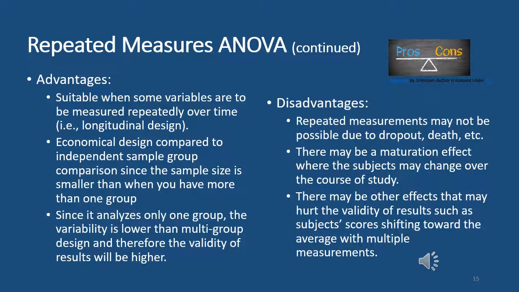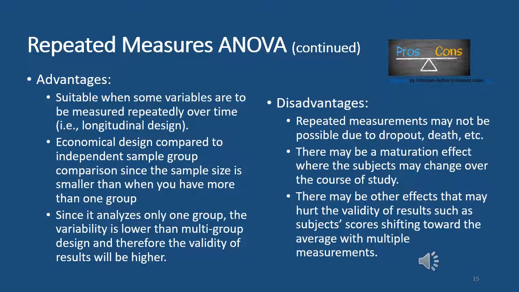I want to talk briefly about the advantages and disadvantages of the repeated measures ANOVA. One of the advantages is that it's suitable when some variables are to be measured repeatedly over time, such as a longitudinal design. It's an economical design compared to some of the independent sample group comparisons, since the sample size is smaller than when you have more than one group. And since it analyzes only one group, the variability is lower than a multi-group design, and therefore the validity of the results may be higher. The disadvantages include that repeated measurements may not be possible due to dropout.